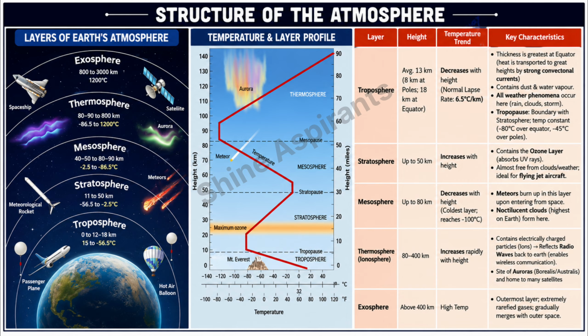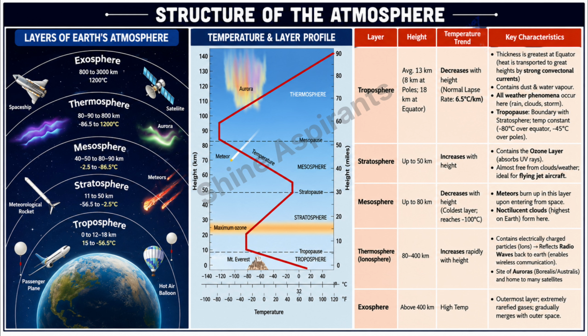Layer 3, Mesosphere. Height up to 80 kilometers. Temperature trend decreases with height, coldest layer, reaching -100 degrees Celsius. Key characteristics. Meteors burn up in this layer upon entering from space. Noctilucent clouds, highest clouds on Earth, form here. Mesopause marks boundary with Thermosphere.